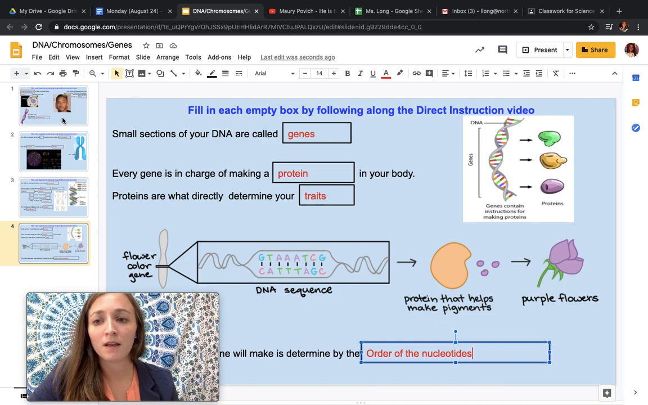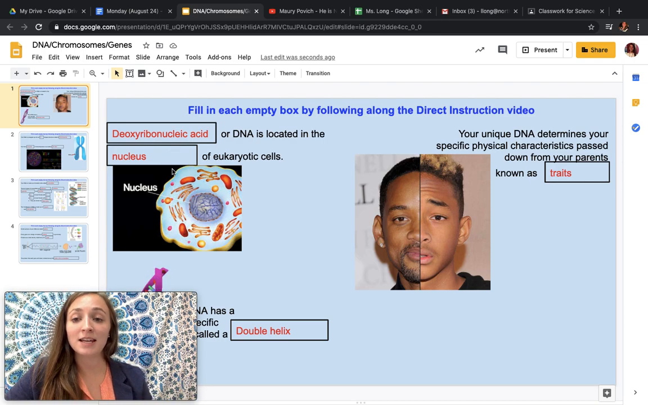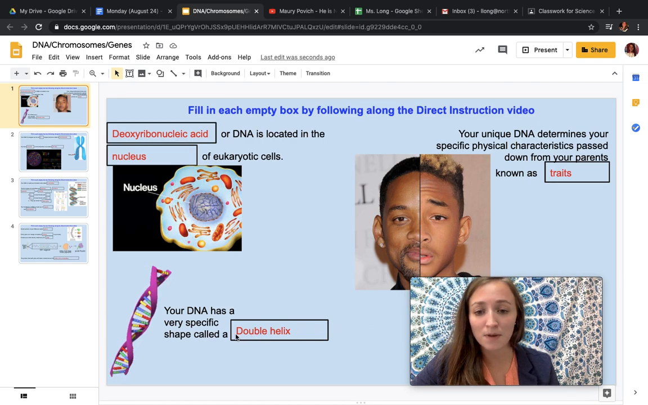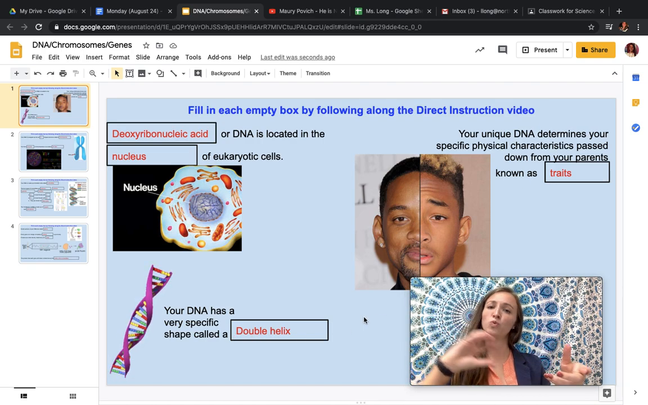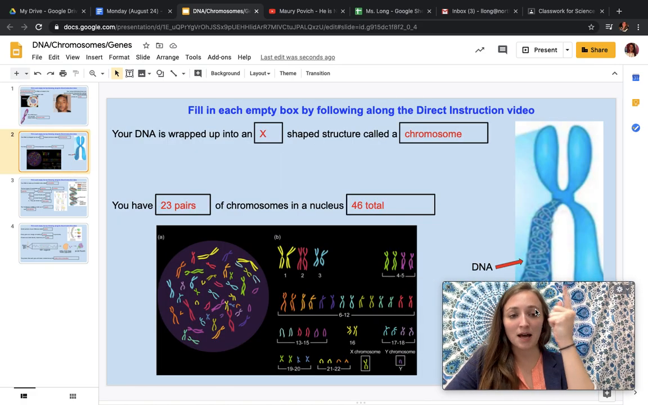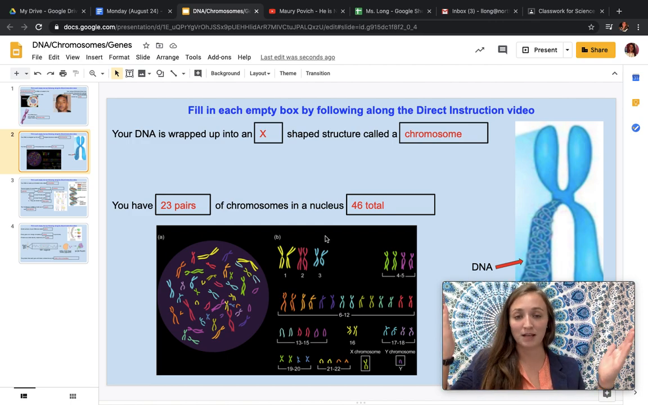Can you believe it? So again, in our body there's that word deoxyribonucleic acid, or DNA, and it's located in the nucleus of our cells. Your DNA has all of your genetic information to help determine your physical traits, what you look like. It is in a specific shape called a double helix. It's like a ladder if you just twist it up. Your DNA is tightly wrapped up to form an X-shaped little thing called a chromosome. In your nucleus, you have 23 pairs of chromosomes, which makes 46 total.